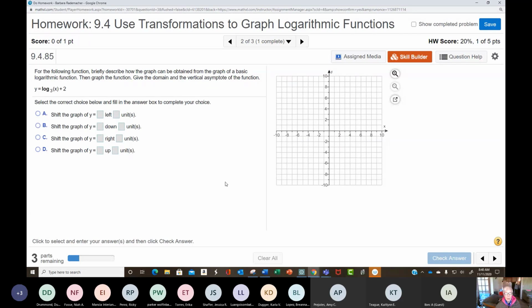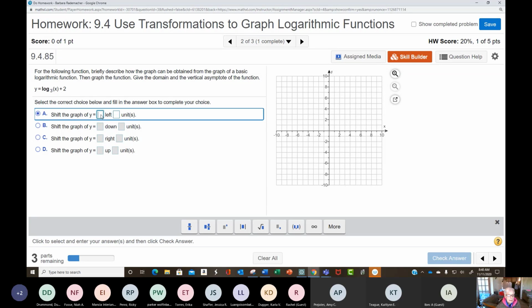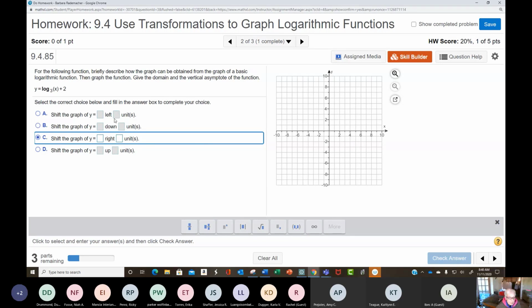Now we're going on to 2, where again, log base 3 of x is your basic function, but now all you're going to do is, it doesn't matter what that looks like. The plus 2 on the end means it's a vertical shift up. So you're going to shift the graph of y equals, up, up, up, down there on D.